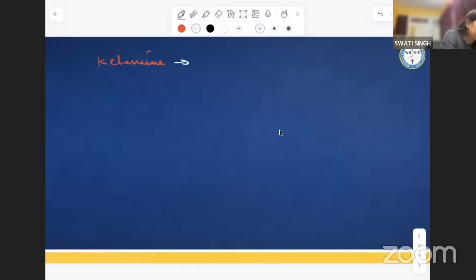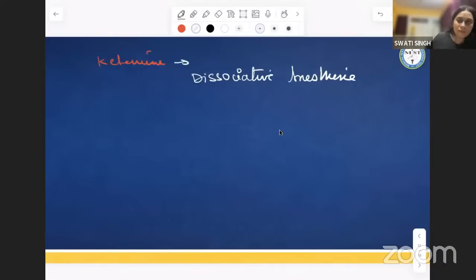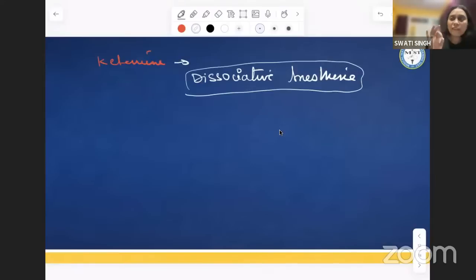First point, ketamine can cause dissociative anesthesia. It's a special type of anesthesia which only ketamine can produce. Next, ketamine is a sympathomimetic agent. Yes, I got a right answer for this question in the chat box. Wonderful. I'll come back on the answer, but let us see the 5 important points of ketamine. Dissociative anesthesia. Second, it is a sympathetic stimulant.